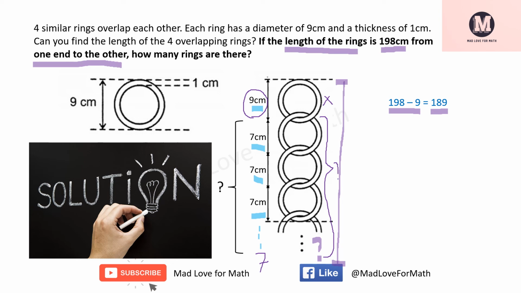So 189 divided by 7 cm will give us 27 rings. So from here to here, we have 27 rings. And now we have one additional step, which is to add back the first ring. So to this 27, we have to add back one more ring, and we'll get a total of 28 rings.